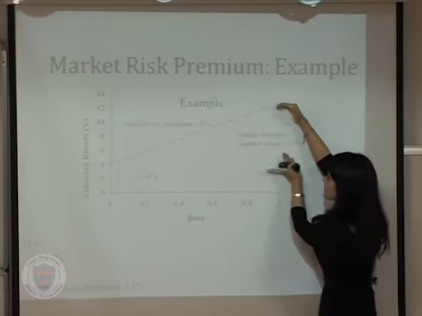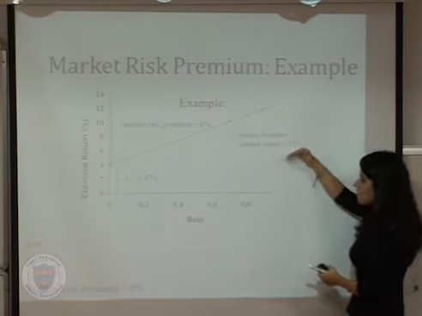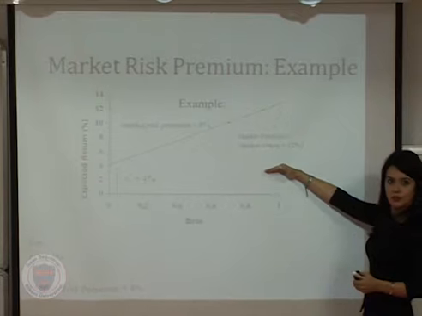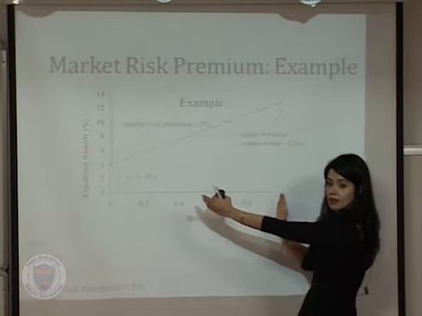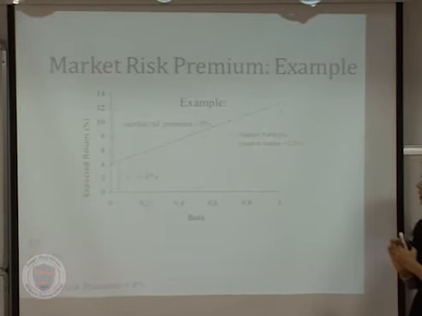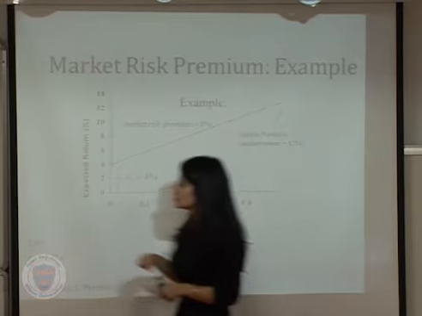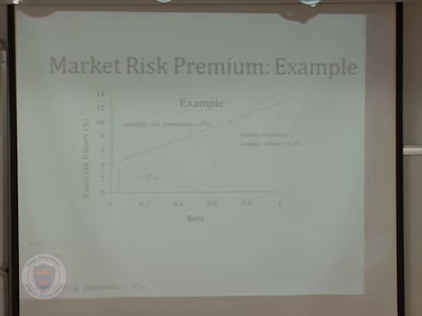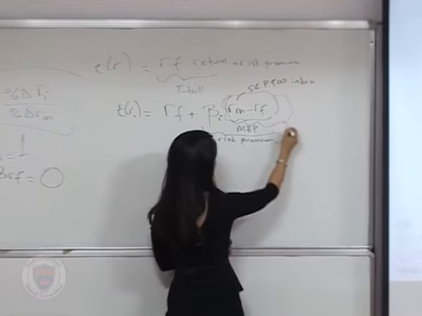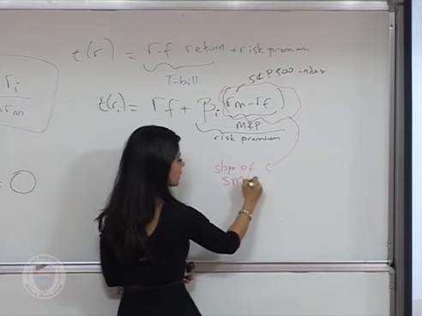Okay. So here I have the market return minus the risk-free return over beta, which is equal to what? 8%, which is the market risk premium. So the slope of the security market line is the market risk premium. This was a fill-in-the-blanks question before in an exam. So this is the slope of the security market line.